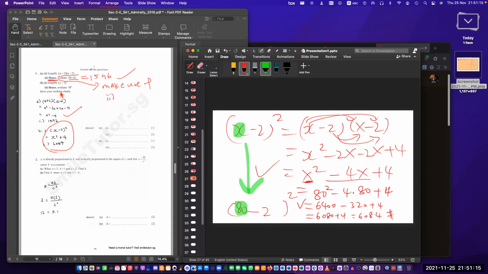They say show your workings clearly. Yeah. These are the workings. Okay. Good. Next.